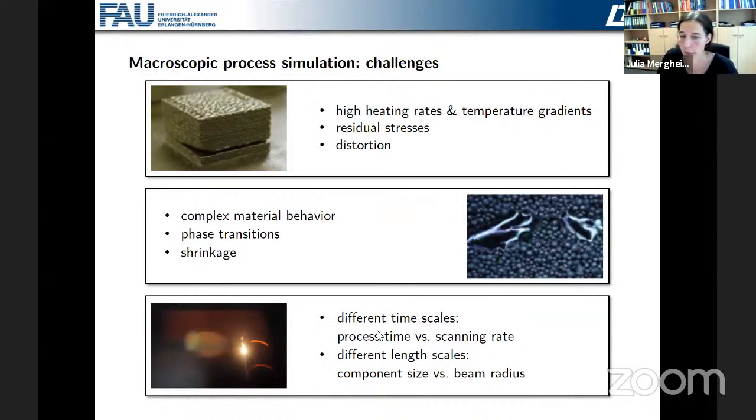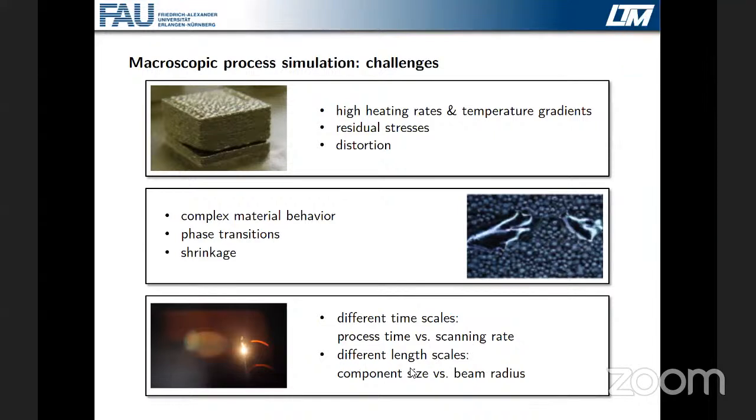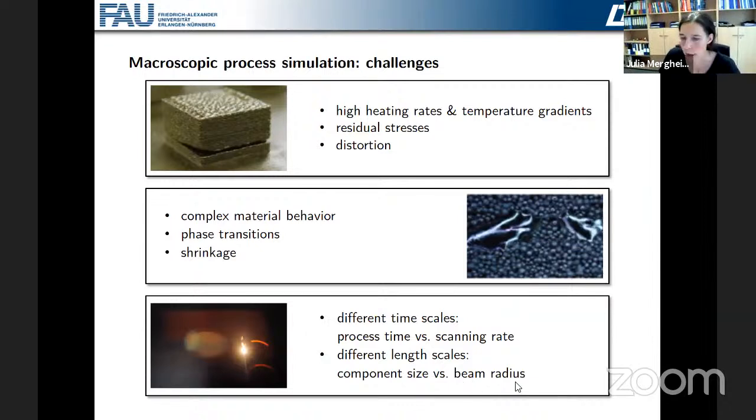which makes the simulation quite difficult or expensive is that we have within the process different time and length scales. So if we think about the time scales, let's say the process time could be several hours or even days. And if we think about how long it takes to scan a short line, so that is just in the range of milliseconds. And if we think about the length scale, so the component size is centimeter, but the beam radius is, let's say, 100 microns. So that is also on a different scale.